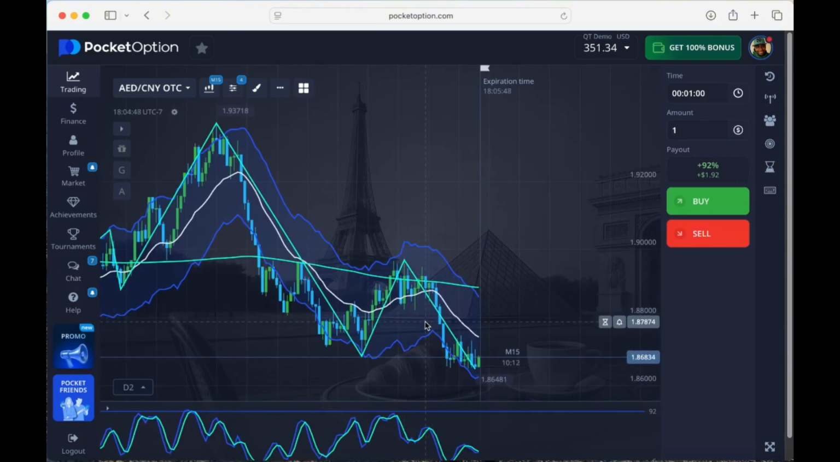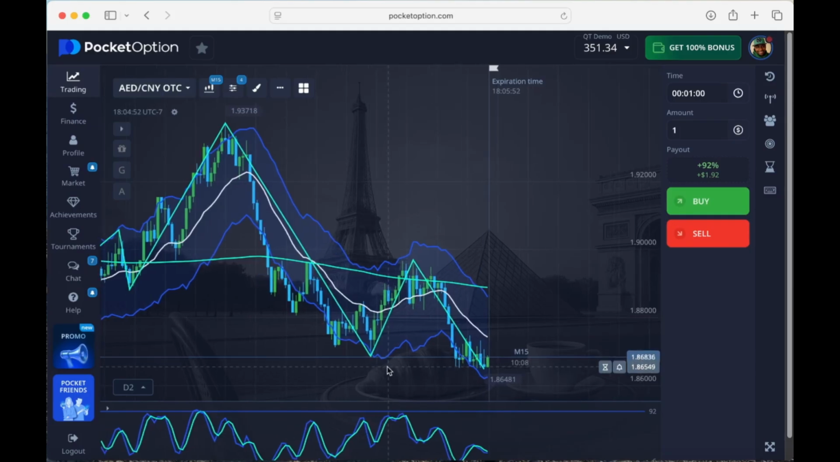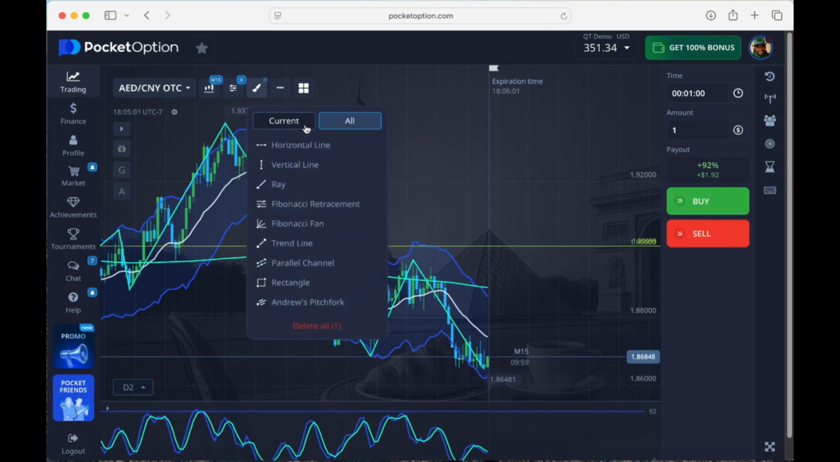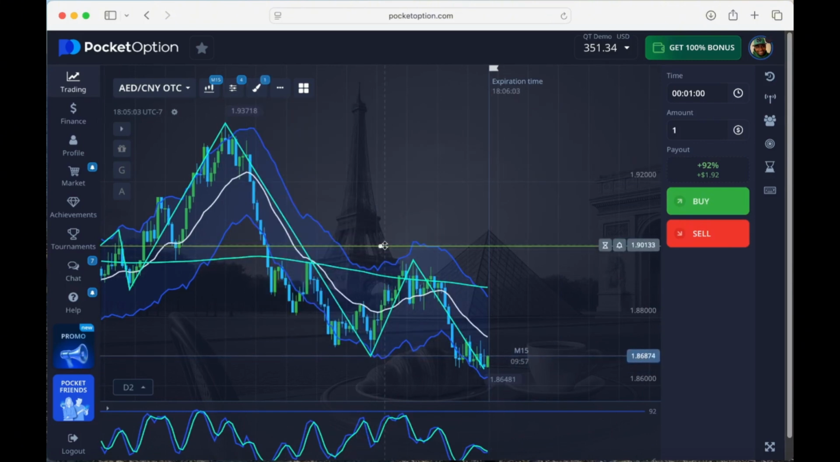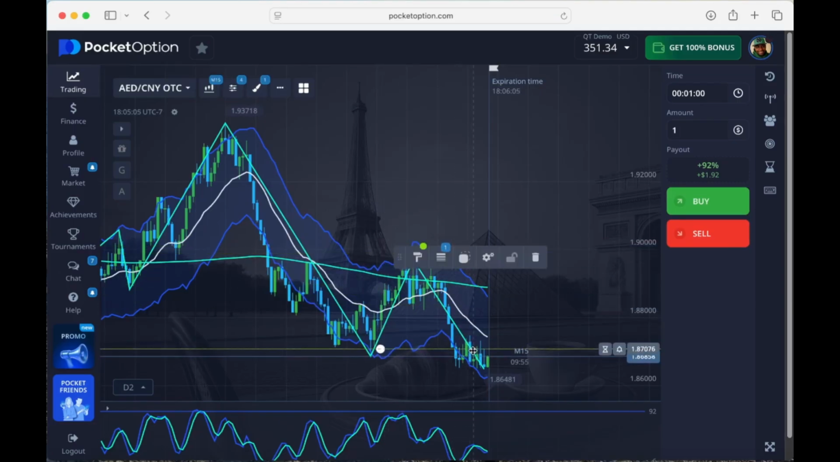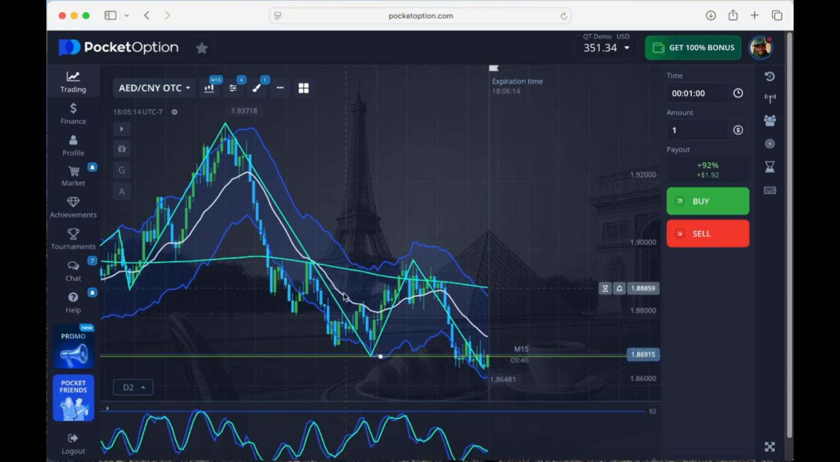I look for the nearest zone where price is currently at on the M15. So right now it's actually at a zone. What I'll do is get my horizontal line and bring it down to this area right here, because this is where the nearest zone is. And see, it's already pushing up. The price is already pushing up right now.